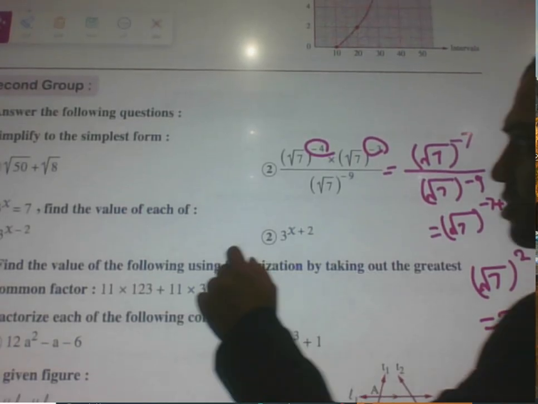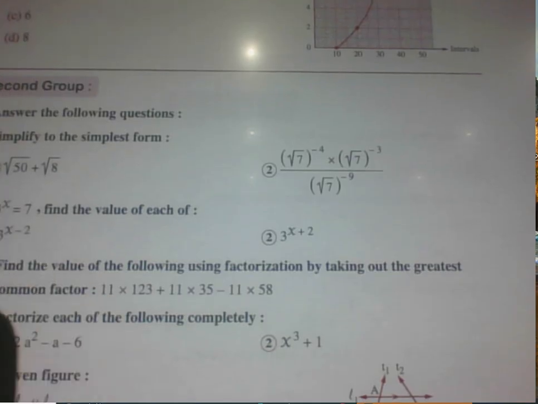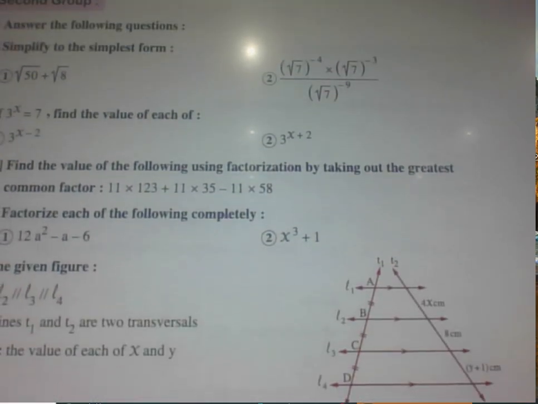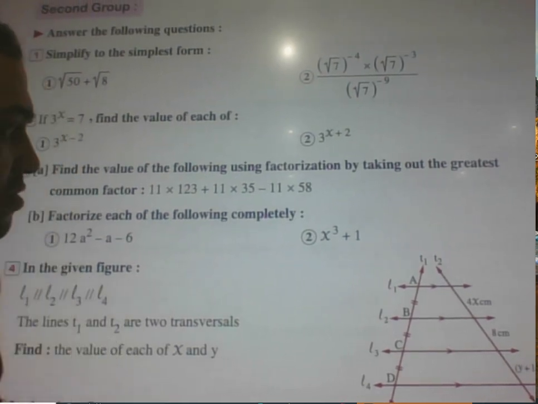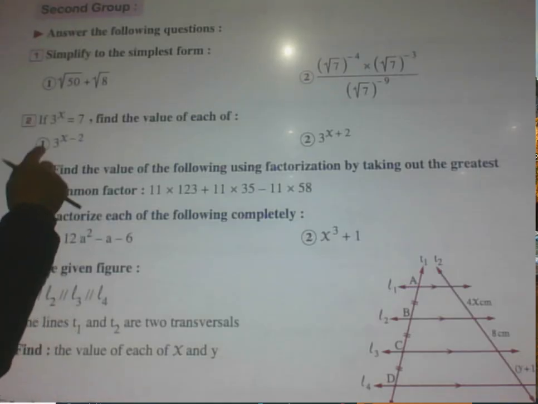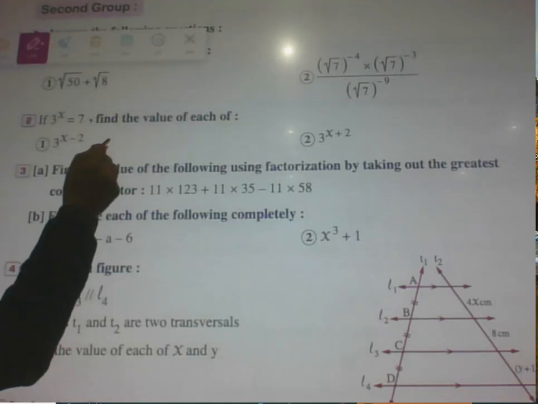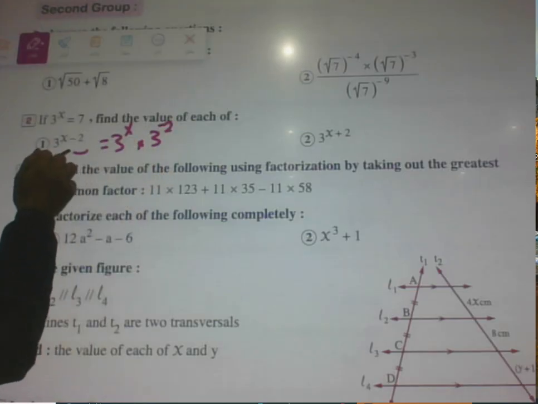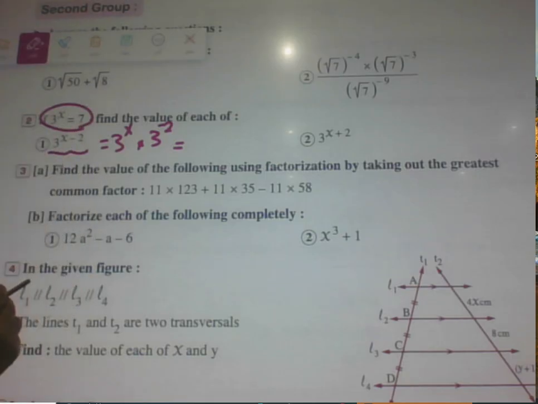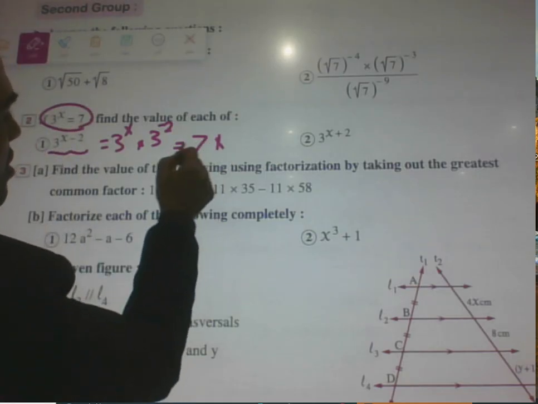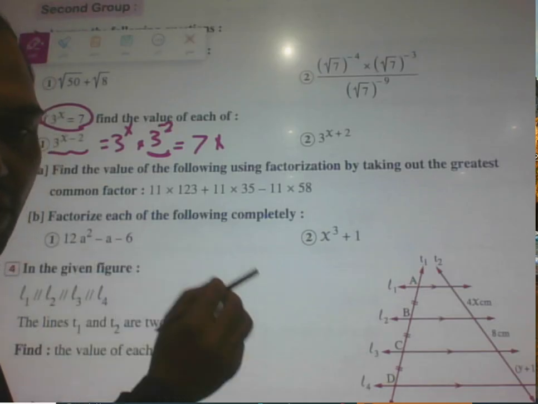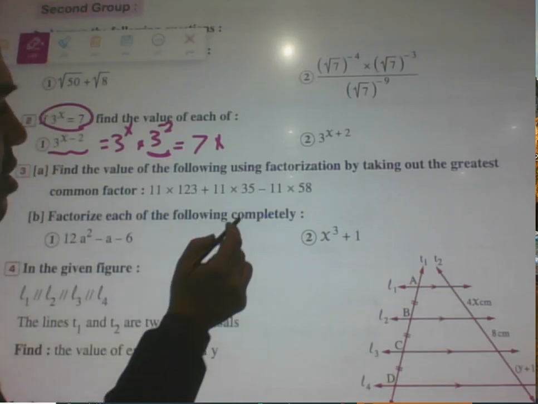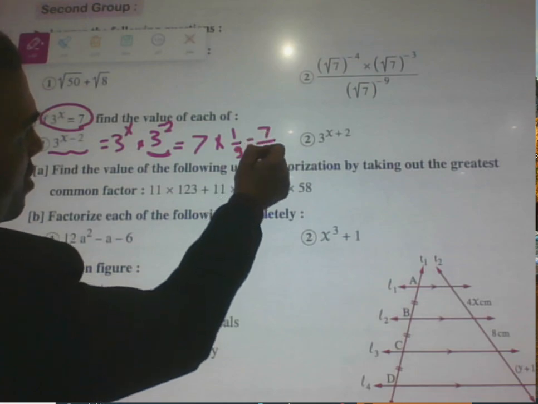Okay. Next question. Look here. If 3 to the power x equals 7, find the value of each of these expressions. 3 to the power x minus 2. You can solve this example by writing 3 to the power x multiplied by 3 to the power negative 2. We can solve this expression with the value of 3 to the power x equals 7, then we can write 7 multiplied by the value of 3 to the power negative 2, which is 1 over 3 squared, which is 1 over 9. And then the answer will be 7 over 9.